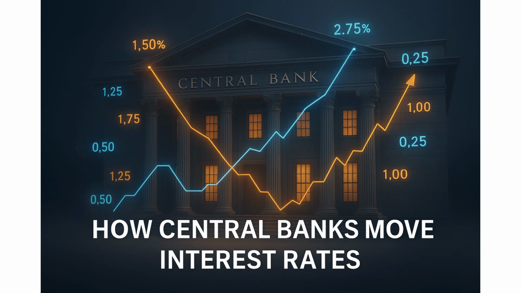It all begins with the central bank. Institutions like the Federal Reserve or the Reserve Bank of India decide the policy rate, the rate at which they lend to commercial banks. Raising this rate makes borrowing expensive and slows economic activity. Lowering it makes money cheaper and stimulates growth. Through this simple tool, central banks control inflation, stabilize currencies, and guide market liquidity, effectively steering the financial ecosystem.